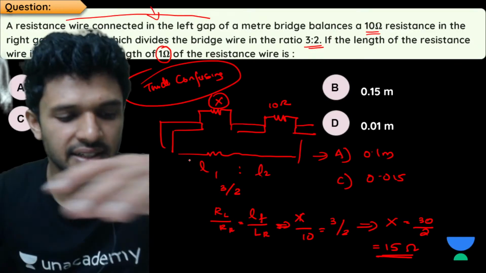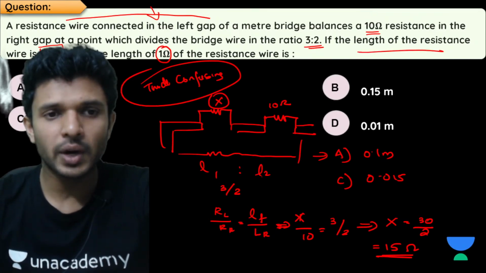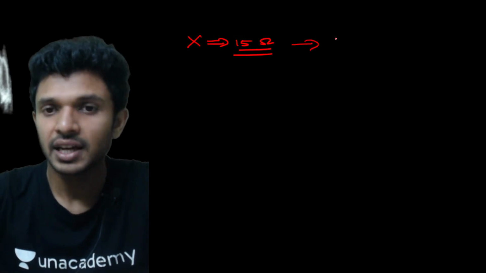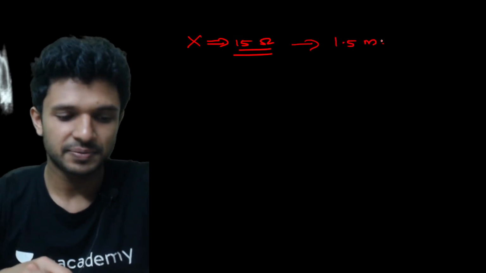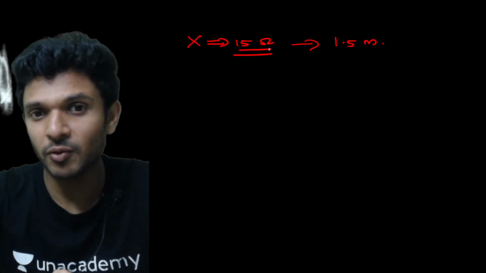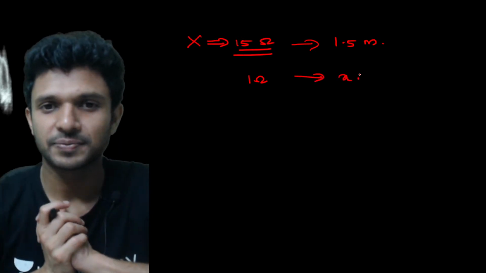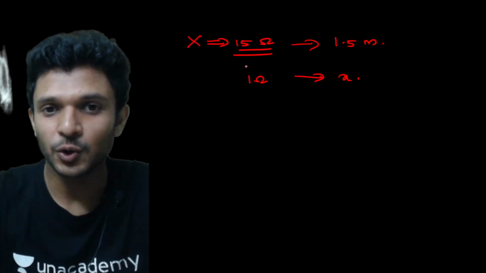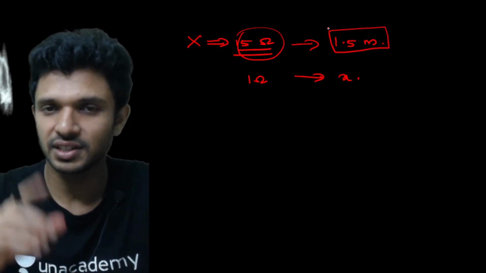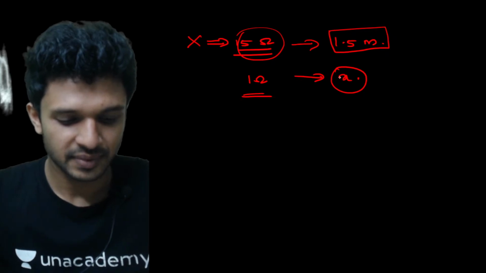Now, do you know what is given in the last part of the question? It is given that the length of the resistance wire is 1.5, which means this unknown resistance is a wire with a length of 1.5 meter. And the question is, for the same wire to have a 1 ohm resistance, what should be the length of that wire taken? That unknown resistance is 15 ohm, produced by a wire of 1.5 meter length. From the same wire, if you want to produce a 1 ohm resistance, what should be the length? Clear?